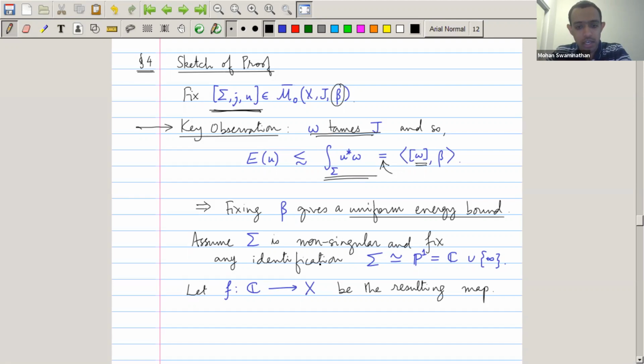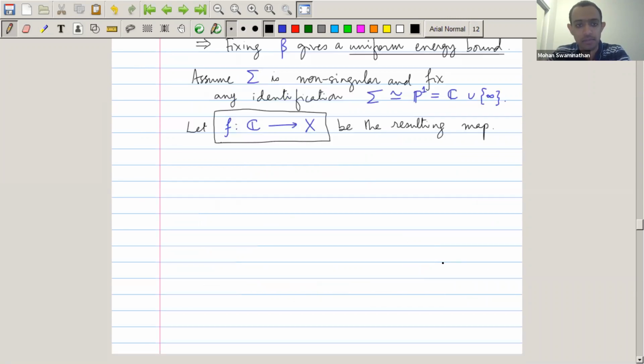Let's make this a little more precise. Assume that sigma is a non-singular curve for simplicity, and fix any identification of sigma with P1, because of course the genus zero curve is abstractly P1. Let's just fix any identification with P1 and write P1 as C along with a point at infinity, and let F be the corresponding map from C to X. So F is a holomorphic map, which is the same as the map u, but using this identification of sigma with C union infinity.